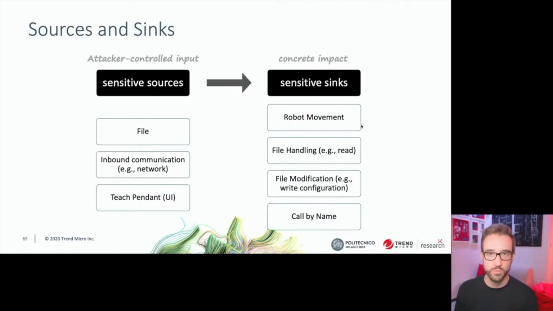For instance, a robot movement is an example of a sensitive sink, because if an attacker can craft a file that specifies how the robot can move, then the attacker has compromised how the process is supposed to work. And similar goes for file handling operations, or most importantly, the call by name functionality, which is the function pointer equivalent in these languages.